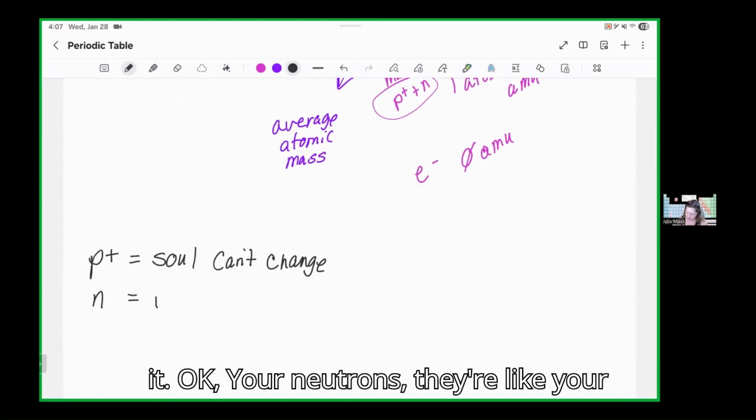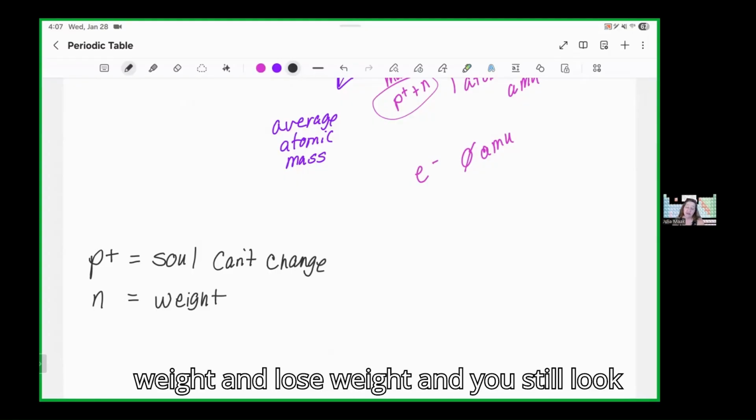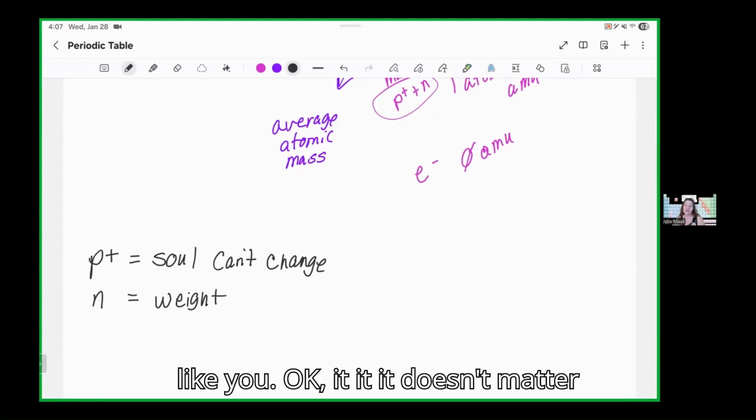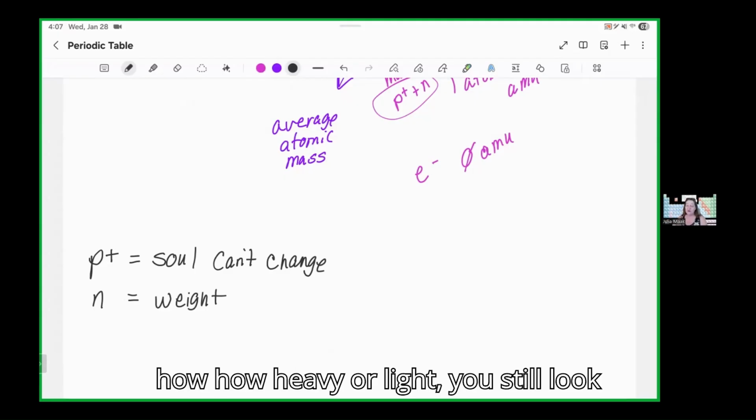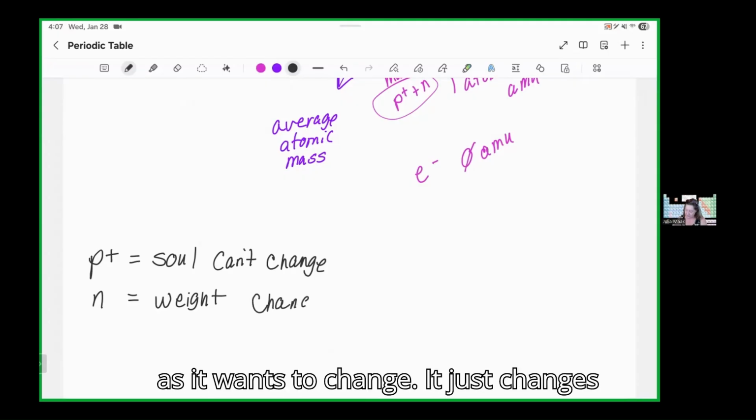Your neutrons are like your weight. You can gain weight and lose weight, and you still look like you. It doesn't matter how heavy or light, you still look like you. That can change as much as it wants to change. It just changes your mass.